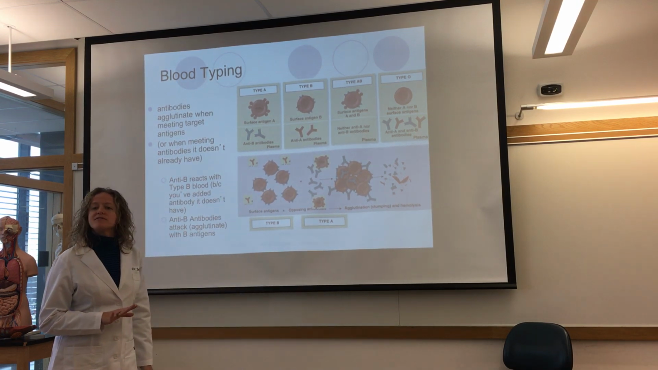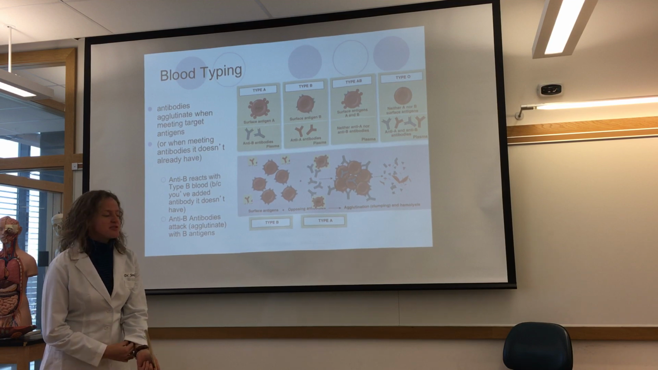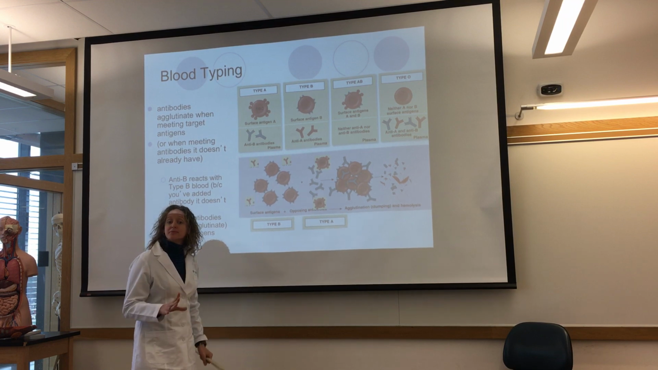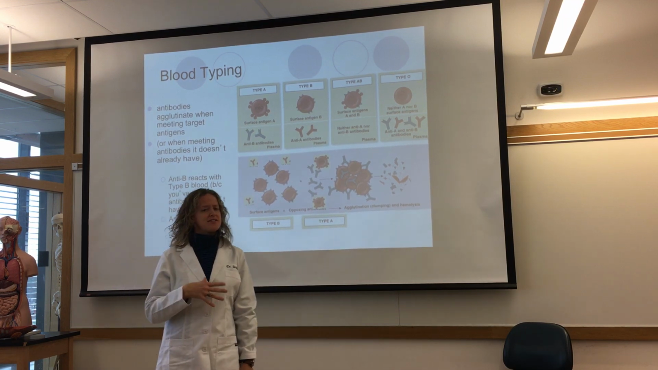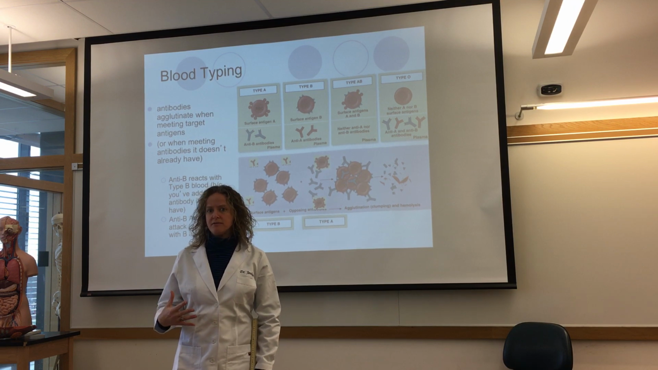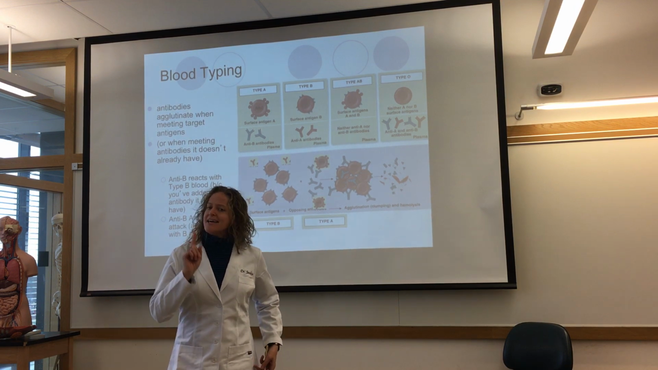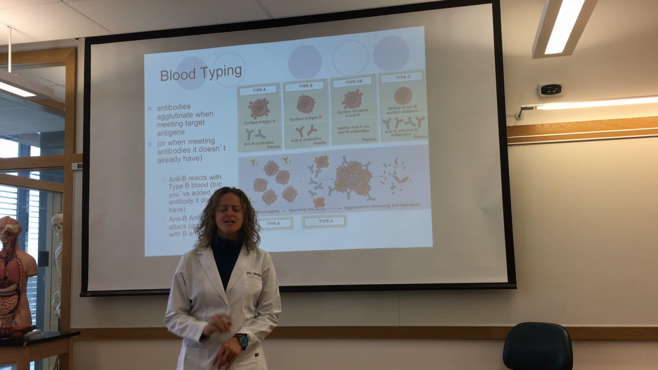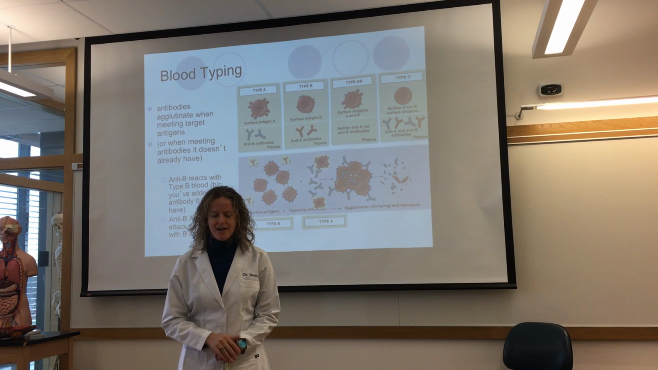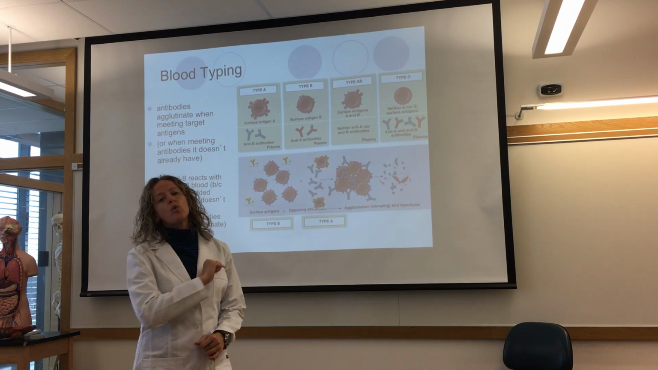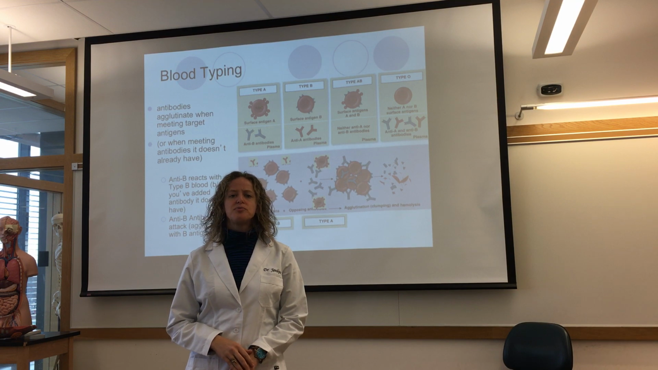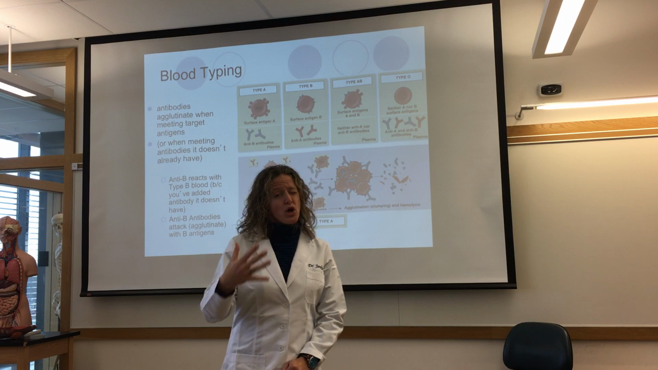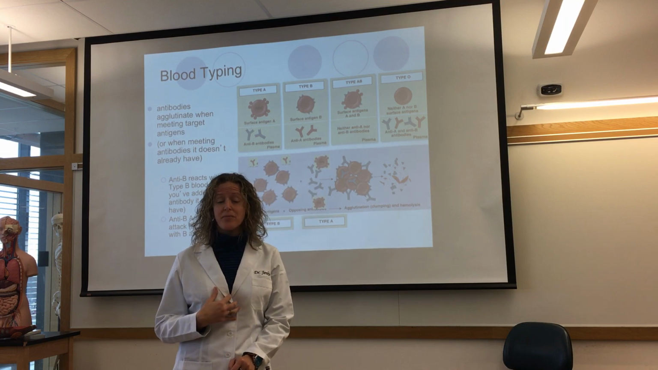What I like this visual for is looking at the antibodies. So remember, an antibody is a protein in the blood plasma, and we produce an antibody in response to something that we're exposed to. In this case, we produce antibodies to protect against the antigen we don't have. Let me say that again. We produce antibodies to protect against the antigen that we don't have, because the antigen that we don't have is viewed as foreign by our body.